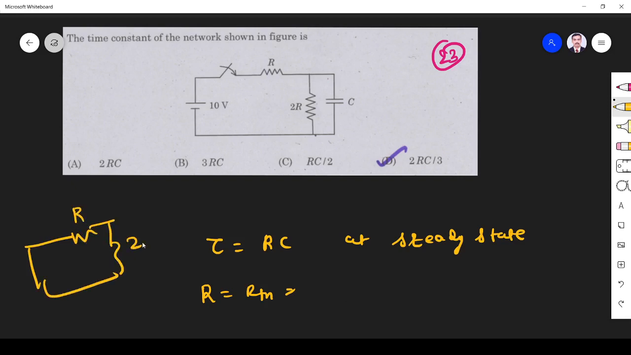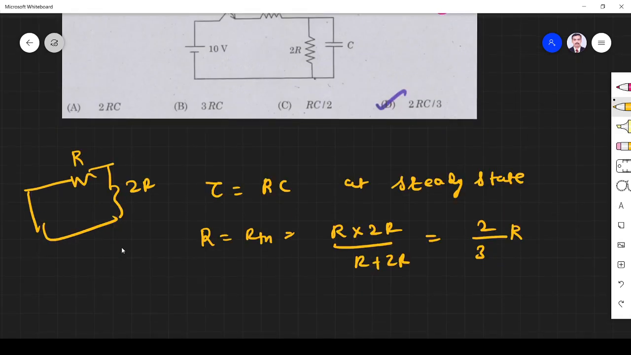This is R, this is 2R. So R into 2R divided by R plus 2R, which is 2 by 3 into R, with numerator R square and denominator 3R. Tau is equal to R into C, and R is 2 by 3 into R. So tau is 2RC by 3. Option D is the right answer.